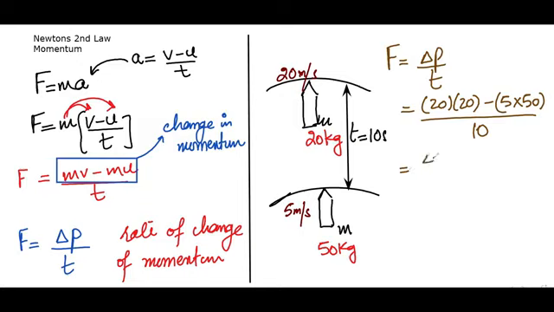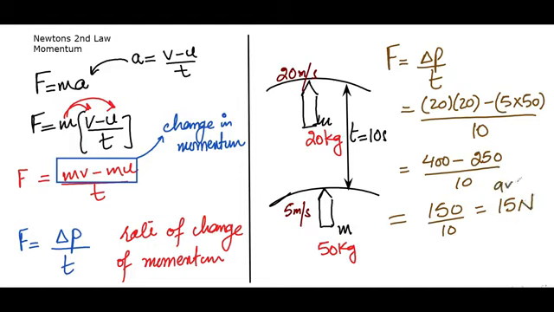So what we get is 400 minus 250 divided by 10. So what we are left with is 150 divided by 10. So we have an average force of 15 newtons. Now I'm using the word average force. What is the reason for that?